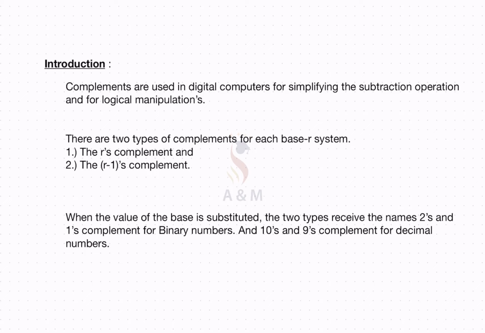That means when base R is equal to 2, then R's complement is named as 2's complement and R minus 1's complement is named as 1's complement. Similarly, when base R is referred to decimal, that is base 10, then R's complement is referred to as 10's complement and R minus 1's complement is known as 9's complement.